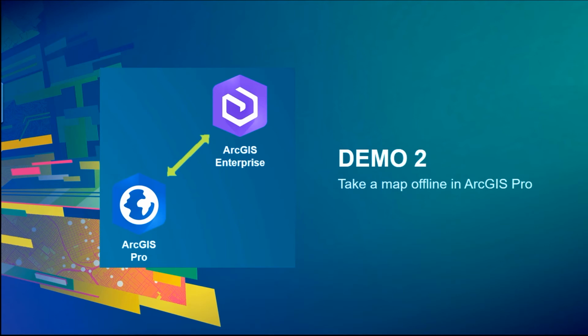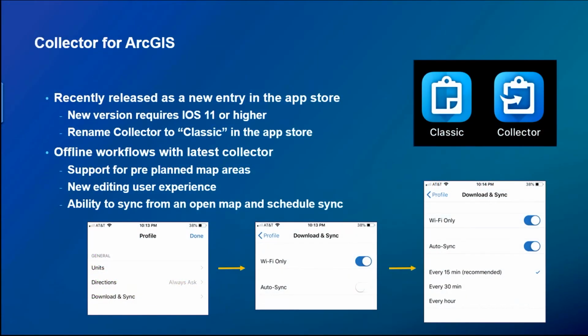All right, so let me move on to the next demo. I'm going to talk about Collector for ArcGIS. If you go to the App Store and you go into Collector, if you've got an iOS 11 or higher operating system running on your iOS device, you'll see two collectors listed. One called Collector and one called Collector Classic. Collector is the new collector that we just released in the last few months. You definitely want to download that if you can. Collector Classic is the original collector that we've had for years that's also available, and it'll work on older iOS systems.